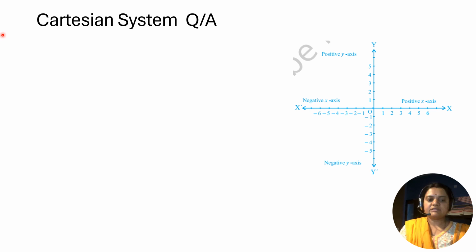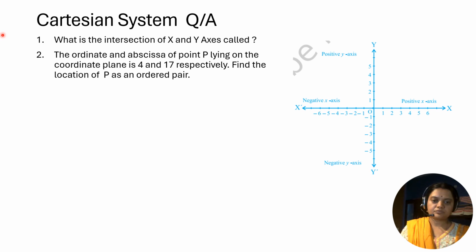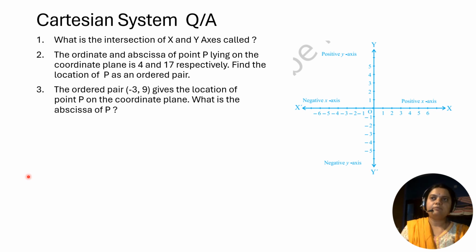Let us solve some questions and answers so that we get familiar with the topic. What is the intersection of the x and y axis called? Please note down the answer. The ordinate and abscissa of a point P lying on the coordinate plane is 4 and 17 respectively. Find the location of P as an ordered pair. There is a twist in this question. It has not given abscissa and ordinate, but instead says ordinate and abscissa, so please be careful while answering. The abscissa is the x coordinate and the ordinate is the y coordinate, so form the ordered pair appropriately.